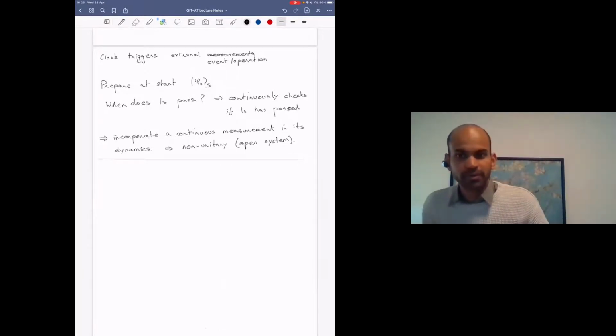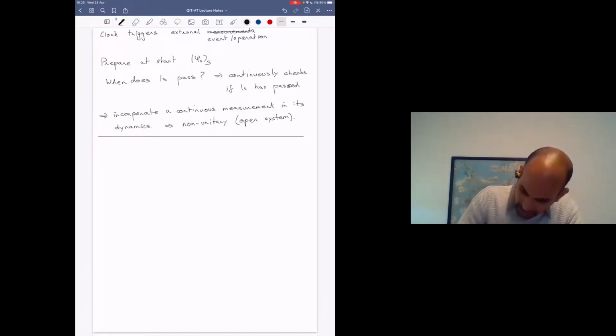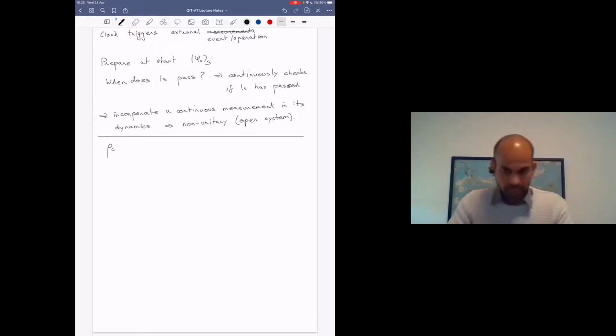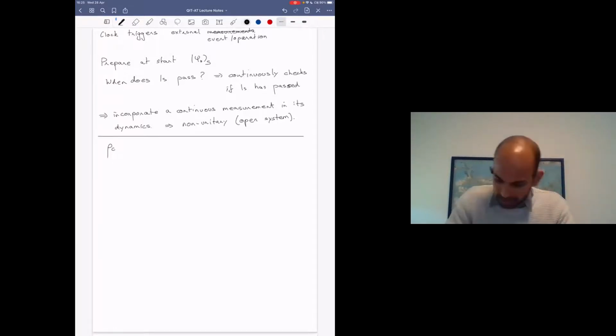How would I describe the dynamics of a ticking clock? The manner of doing this is to simply describe what I said in words now in a mathematical equation. So I have some state of the clock, rho c. And what do I do in every infinitesimal unit of time? I basically ask the clock whether a particular amount of time has passed. So I do a map on this rho c.